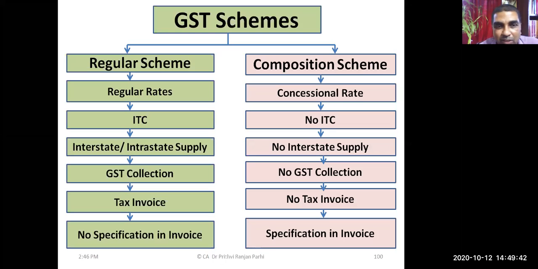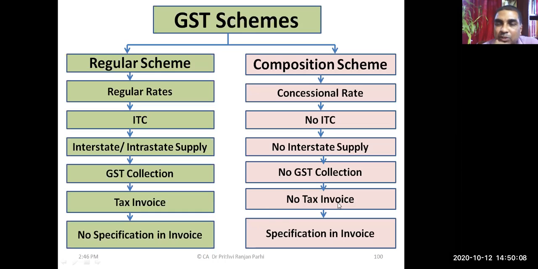Many times you have discussed about this thing, regular rates versus concessional rates, ITC versus no ITC, interstate and intrastate supply versus only intrastate supply, GST collection, no GST collection, tax invoice and no tax invoice. What kind of invoice or what kind of bill a composition dealer can give? We cannot give a tax invoice, but what we can call that invoice? Any idea? Okay, that is referred to as bill of supply.